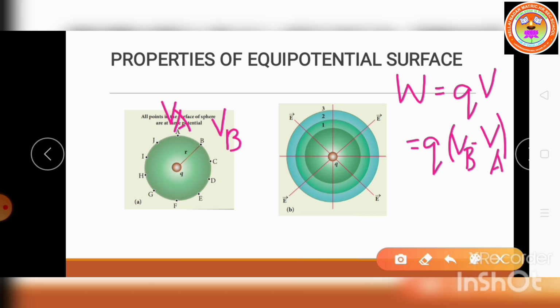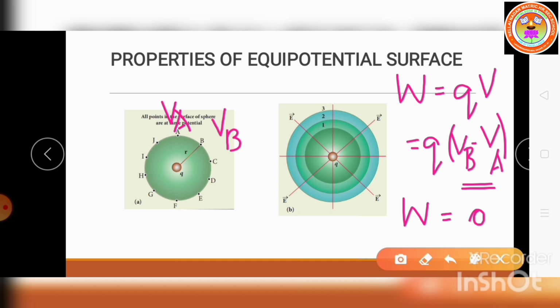At the points A and B we have the same potential, so these two values are equal. So VB minus VA is 0, and 0 into Q again gives 0. So the value of W is equal to 0. So now, the work done to move a charge Q between any two points, that is from A to B.